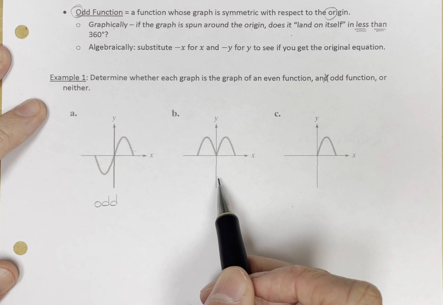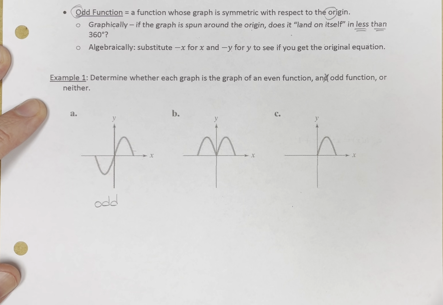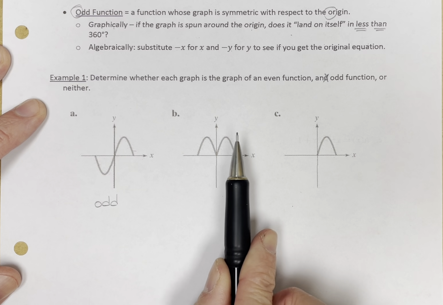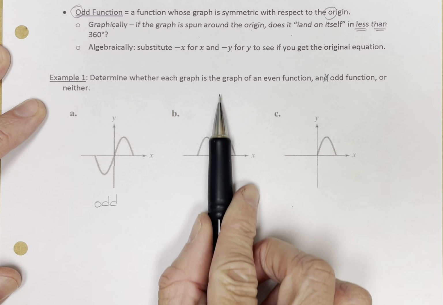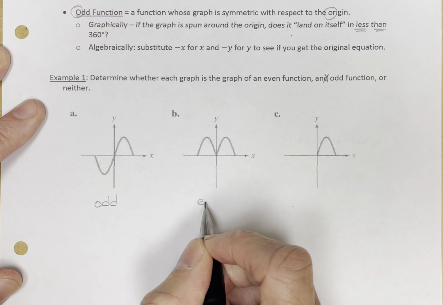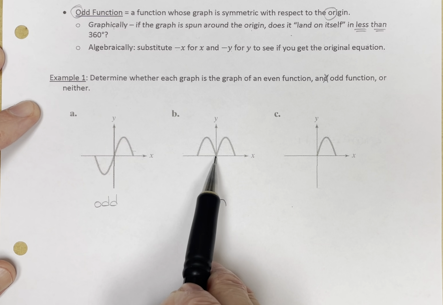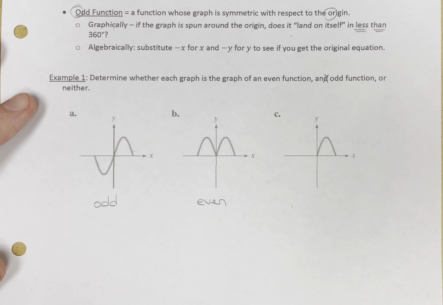Okay, letter B. Even, odd, or neither. Well, even function, is it symmetric with respect to the y-axis? Here's the y-axis. Does the right land on the left? Does the left land on the right if we use this as our line of symmetry? And the answer is yes. Okay, so this is an even function. We can test odd, put a tack here and spin it, but it's going to require a full 360-degree spin to get back where it is.